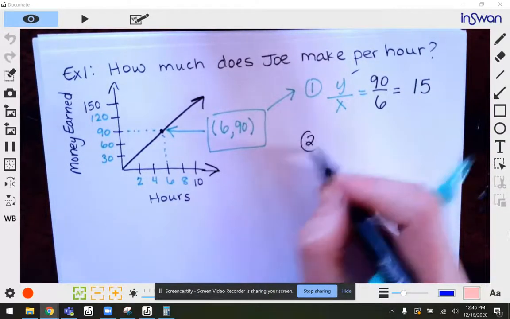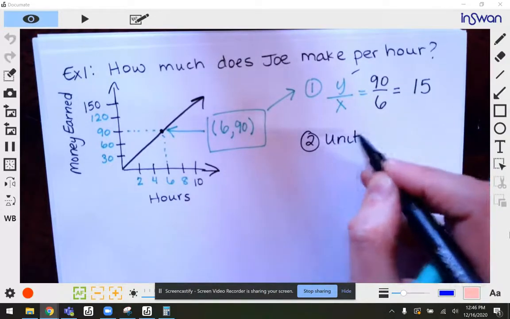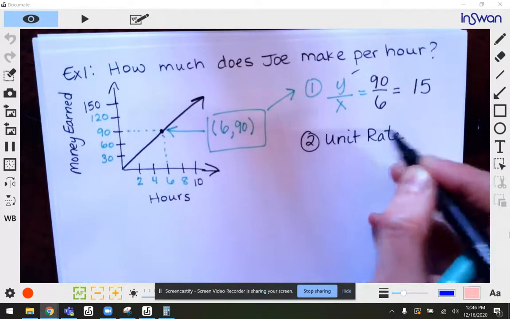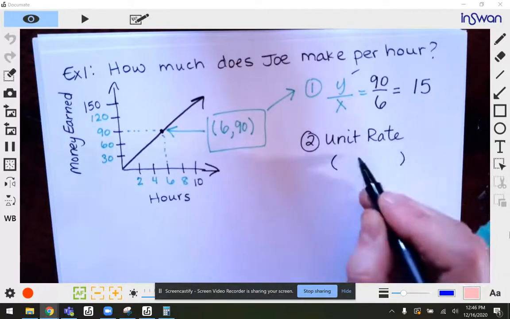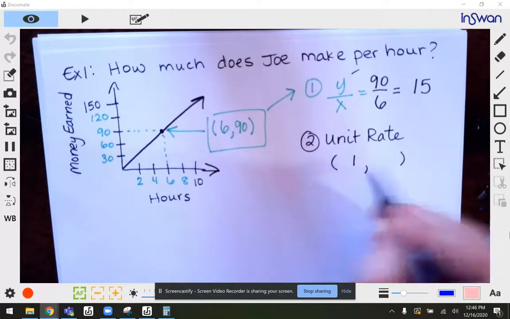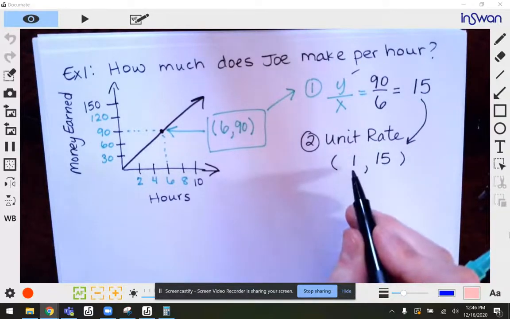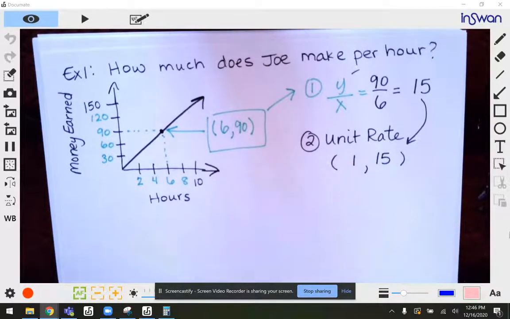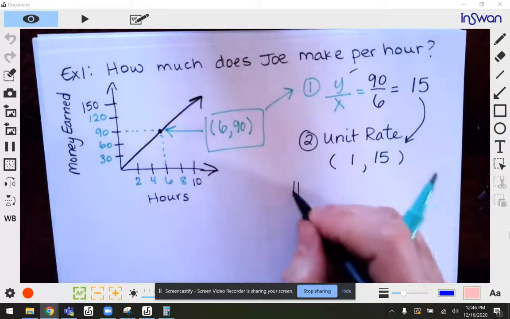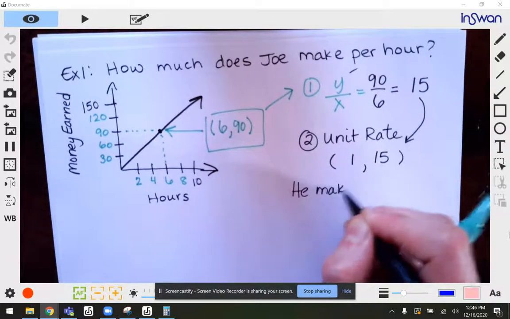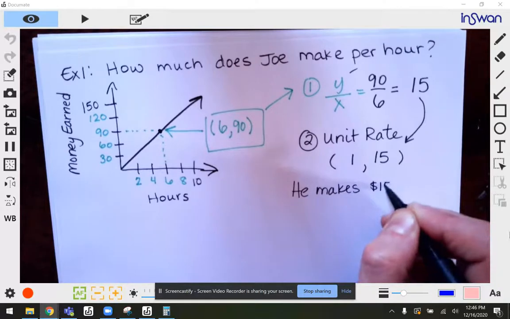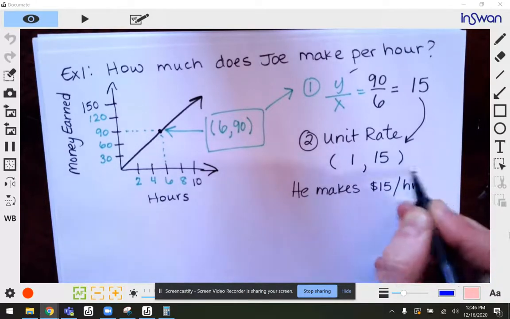So our unit rate as an ordered pair, remember, is going to have 1 in the x spot and our answer in the y spot. Okay, we'll get a denominator of 1 and then our answer here. So he makes $15 per hour.